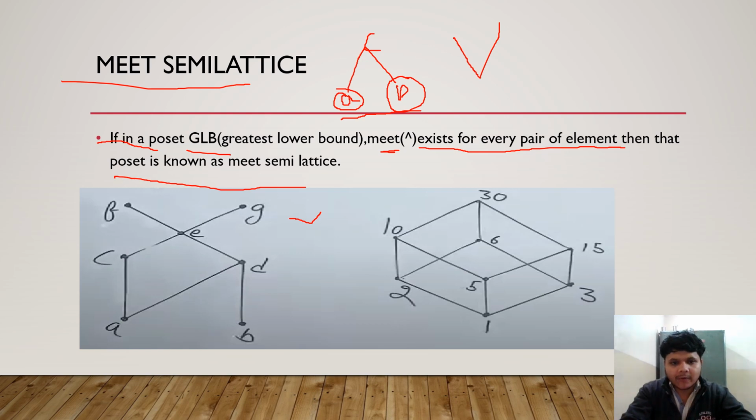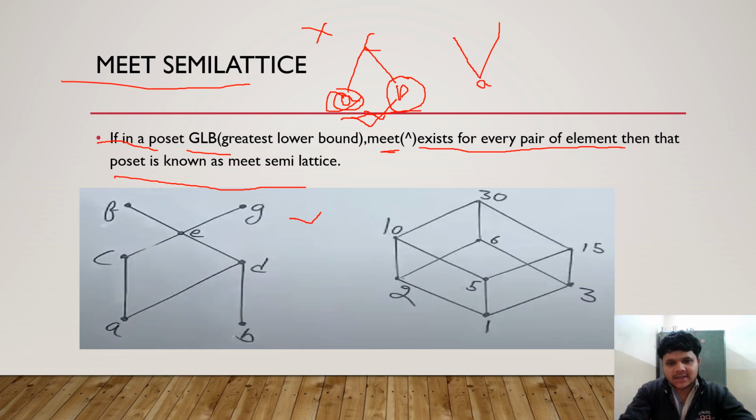Again see, for A and C, A will be a lower bound and it will be the greatest lower bound. For B and C, B will be a lower bound and it will be the greatest lower bound. But for A and B, there is no lower bound. Then if there is no lower bound, there will be no greatest lower bound also. So this will not be a meet semilattice.